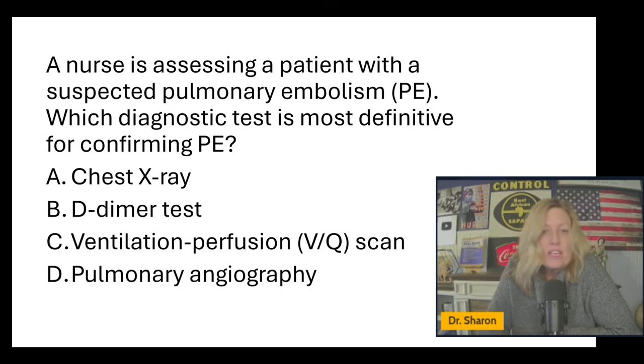A nurse is assessing a patient with a suspected pulmonary embolism. Which diagnostic test is most definitive for confirming PE? Chest x-ray, D-dimer, VQ scan, or pulmonary angiography. So chest x-ray is out. D-dimer tells you if there's clotting going on somewhere in the body, but it doesn't tell you where, so it's not definitive for a PE. Ventilation perfusion scan does determine if they have a PE, but the gold standard for PE diagnosis is pulmonary angiography. That's just something you have to know.